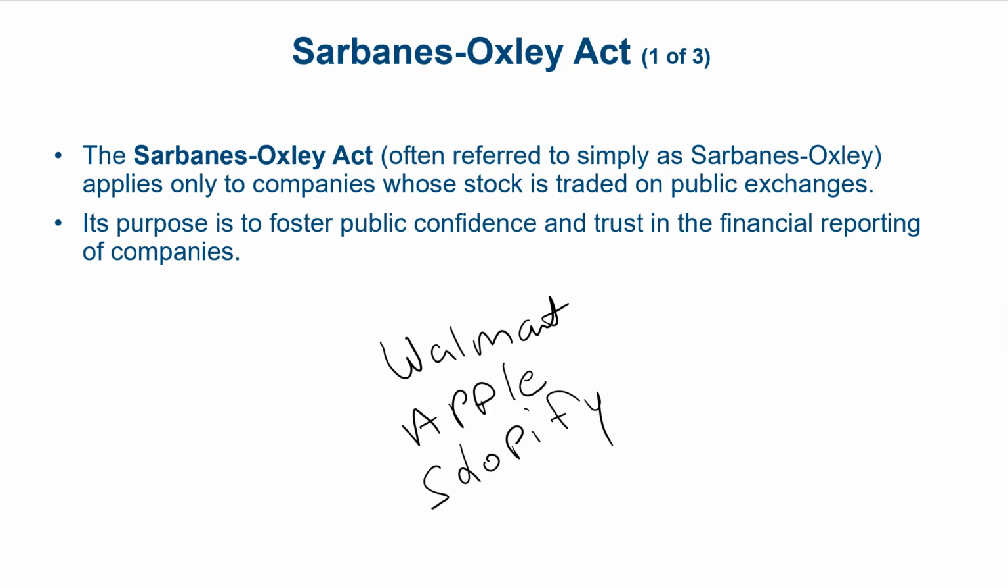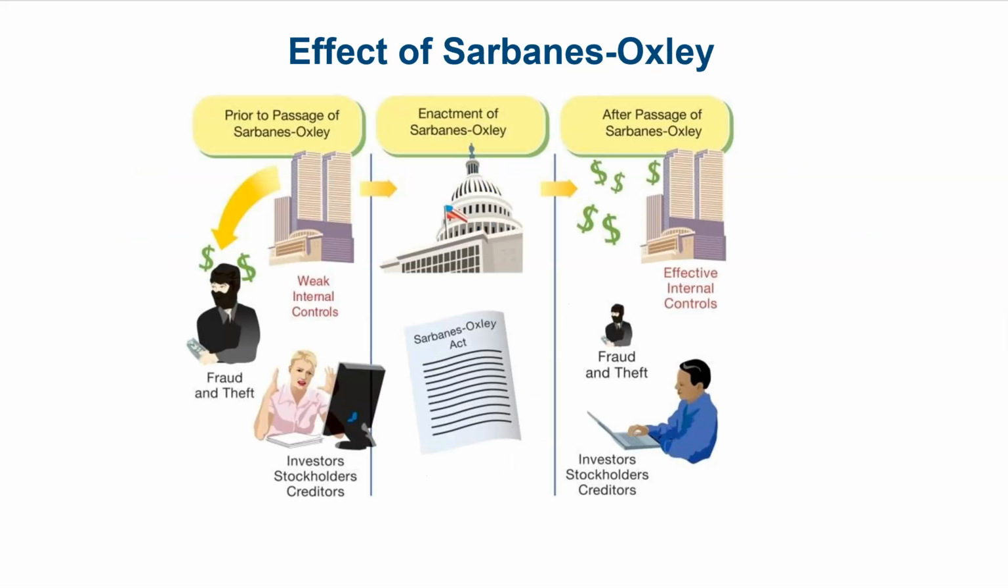So the Sarbanes-Oxley Act applies to these publicly traded companies, and its purpose is to foster public confidence and trust in the financial reporting of companies. It's easiest to see why this came about. Just before Sarbanes-Oxley, we had several large companies that committed fraud. They lied on their financial statements. WorldCom did, Enron did. Both of these companies are now bankrupt and gone because of their fraud.